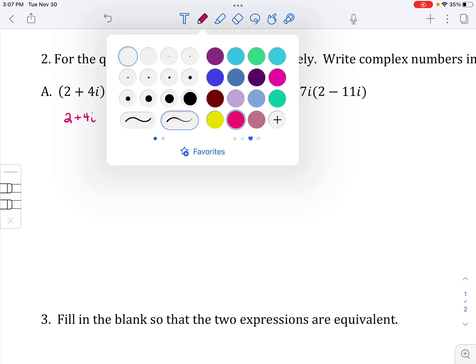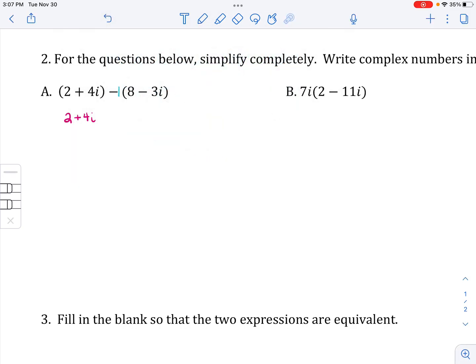Now if I move on to the second parenthesis, this one's a little different because instead of a 1 in front, we have a negative 1. So negative 1 times 8 is negative 8. Negative 1 times negative 3i is a positive 3i squared. Nope, sorry, whatever I just did there was an extra square. Negative 1 times negative 3 is a positive 3 with an i. And then I'm just going to group them. So 2 minus 8 is negative 6.